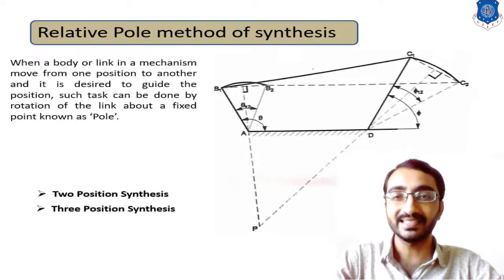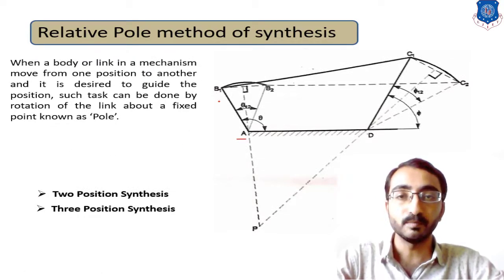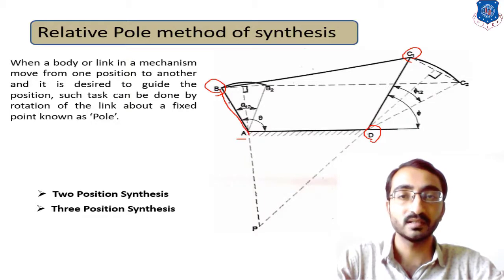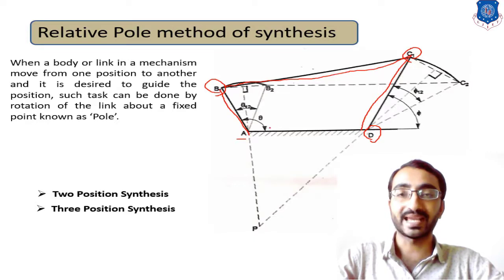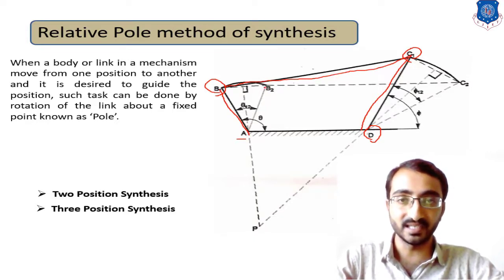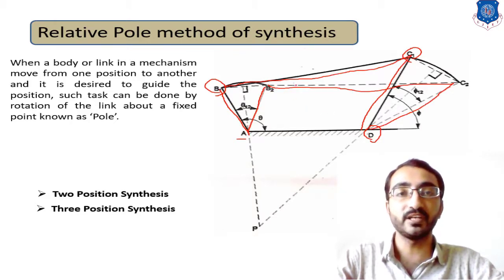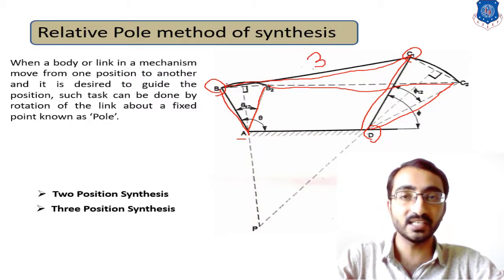Let's consider a four bar mechanism which has initial positions A, B1, C1 and D. This dark line represents the first position of the four bar mechanism. Now the second position is A, B2, C2, D. If we consider the motion of link number 3, it is from B1 C1 to B2 C2.